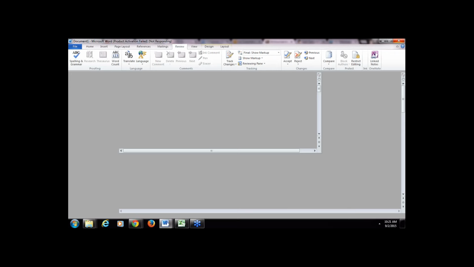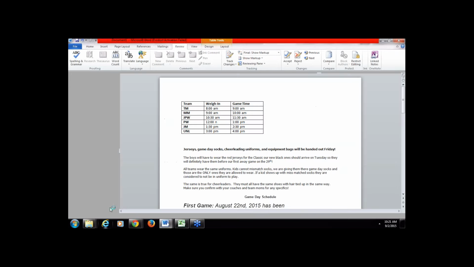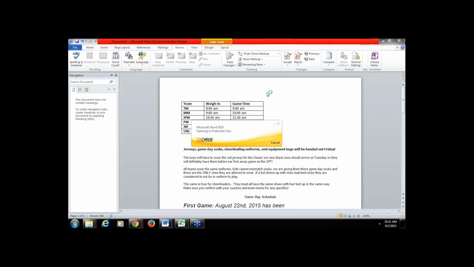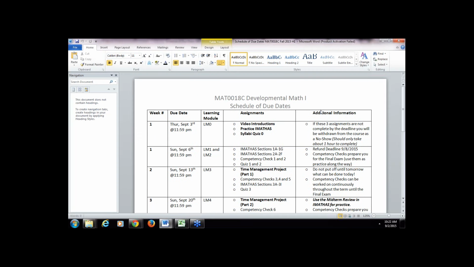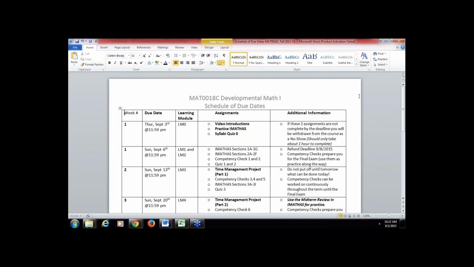I have a lot of things on my computer, so it might be running slow a little bit. Like this, for instance. Okay. So what we have here is the Word document that you should have printed by now. Going to close this off so the screen can be bigger.